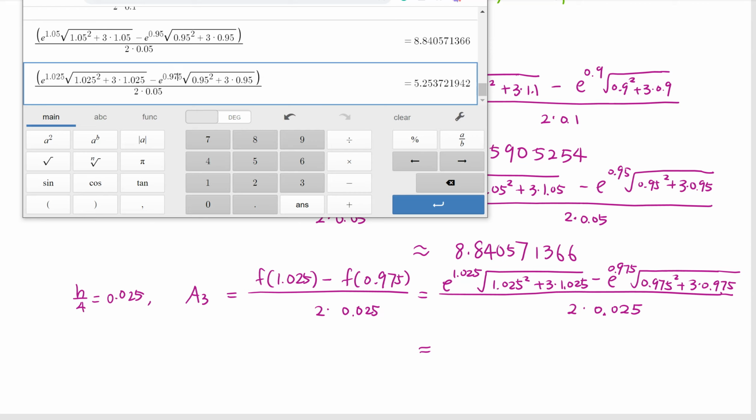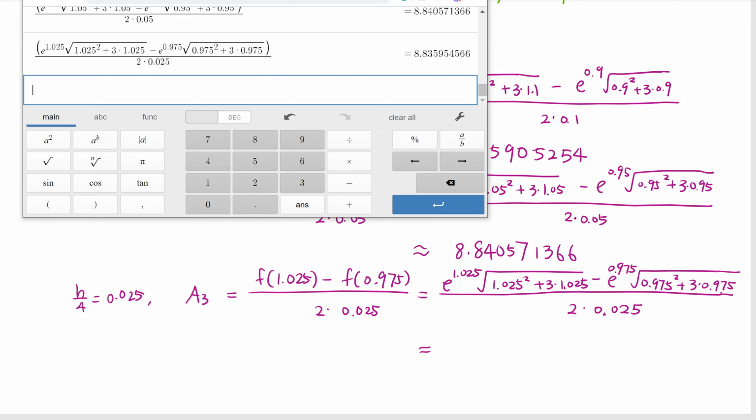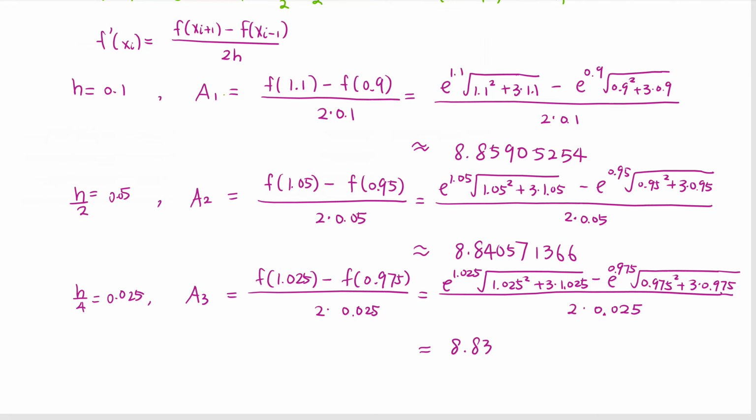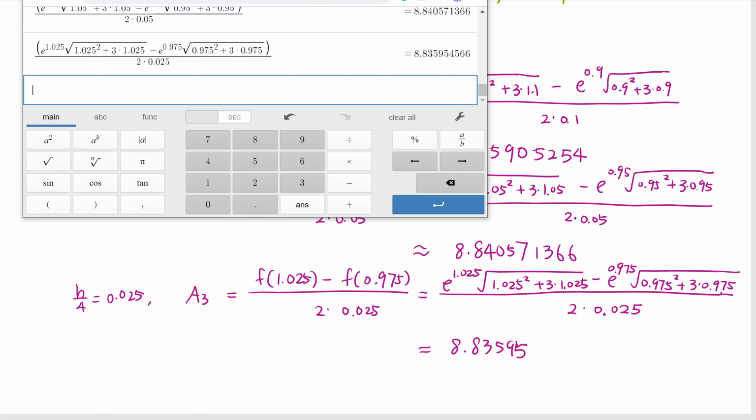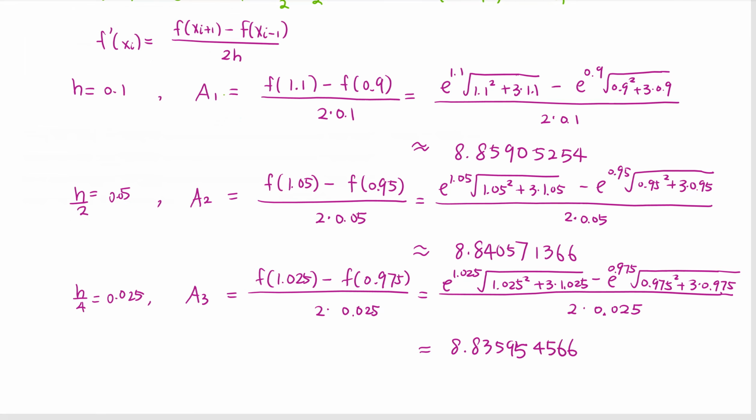So this is 7, 7, 7. This is 2. Okay, so 8.83595. And then what is the next? 4566. Okay, you see our answer is getting closer. So what we have done, all of these are the central difference formula, and they are second order error.